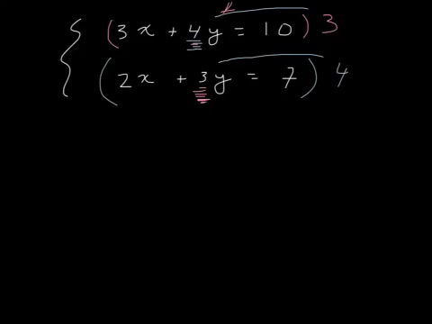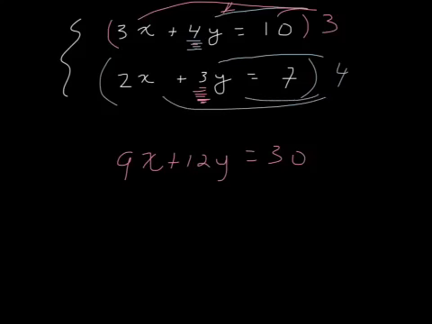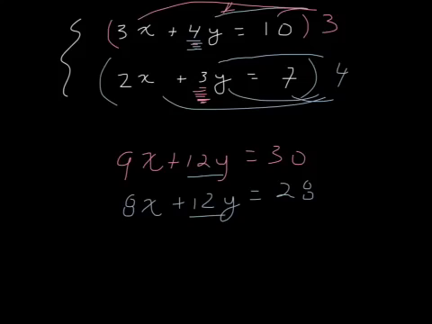So when I take the top equation, I'm going to distribute the 3 across, and I get 9x plus 12y equals 30. And down below, when I distribute that 4, I have 8x plus 12y. Oh, okay, good. So I have the same 12 and 12, equals 28. So now since I have positive 12y and positive 12y, I'm going to need to subtract. And I get here x equals 2.